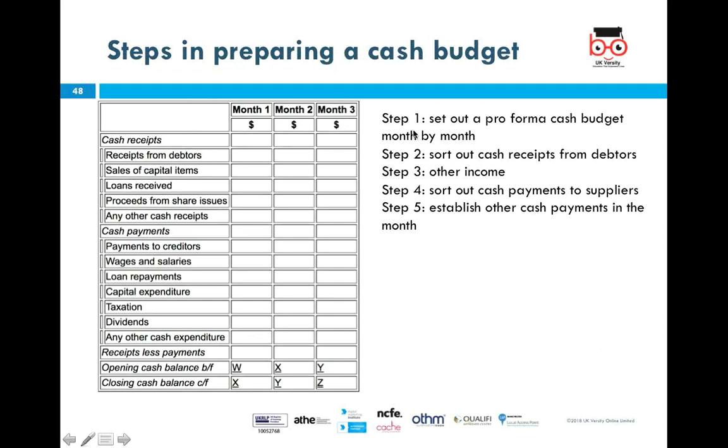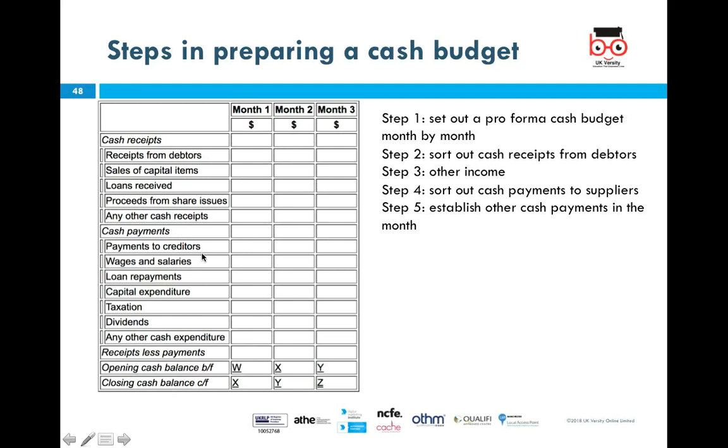Then the steps in preparing cash budgets, the same way. I have done one activity with you. Again, you can follow this table on how to prepare a cash budget. Step 1 is to set out a pro forma cash budget by month. This is a 3 month cash budget, and you can sort out the different kinds of cash receipts and debtors. So these are the receipts and these are the payments. You need to think, and then you can play with the numbers in this table.